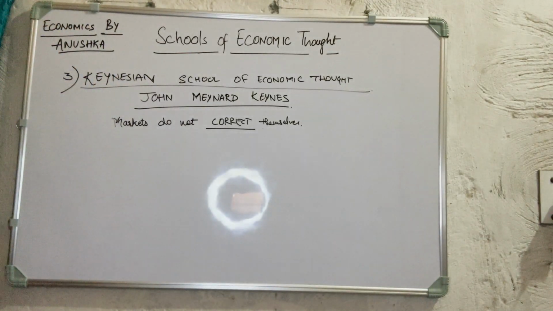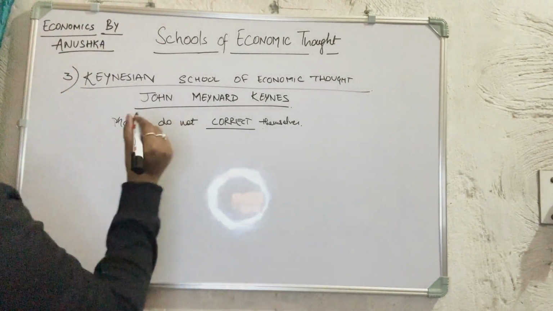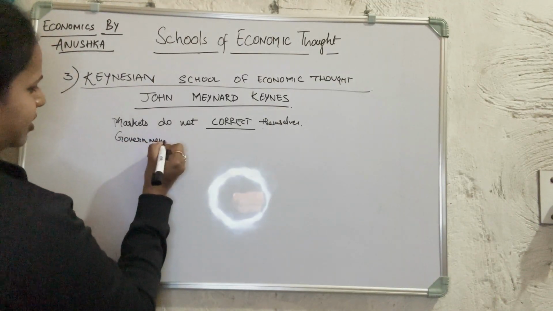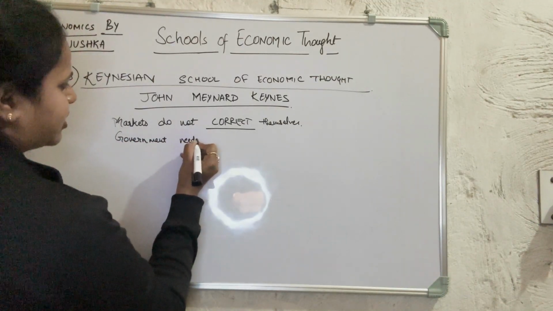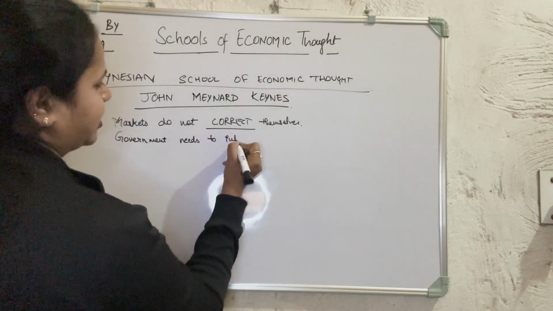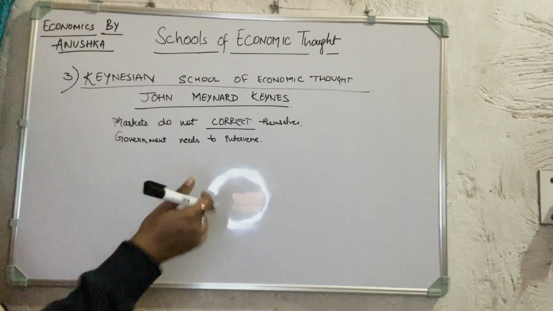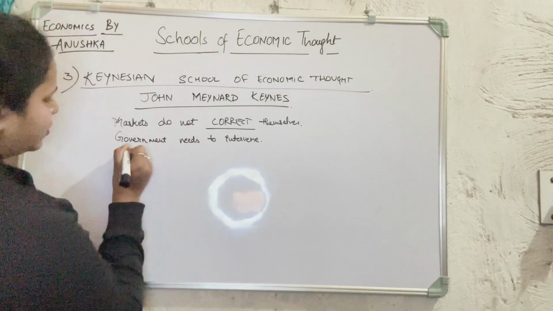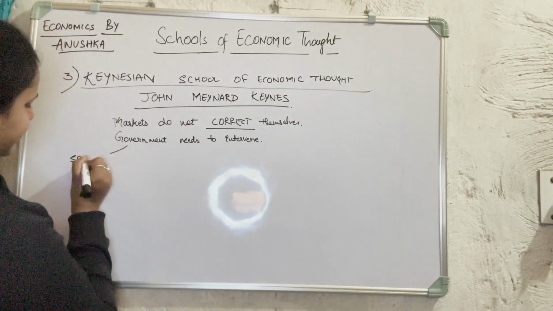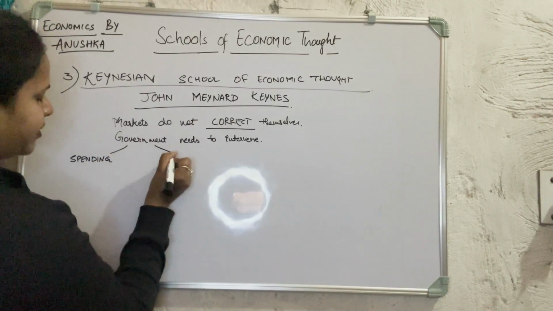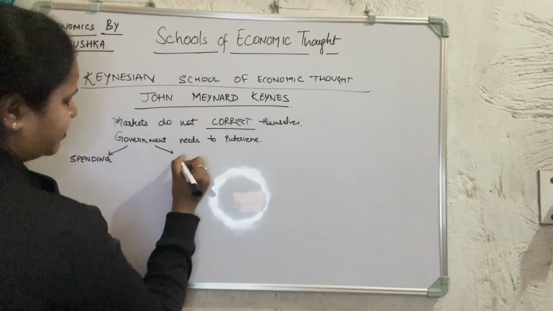No, markets do not correct themselves and government needs to intervene. Government needs to intervene. How is the government intervening? Government is intervening through spending and policies.